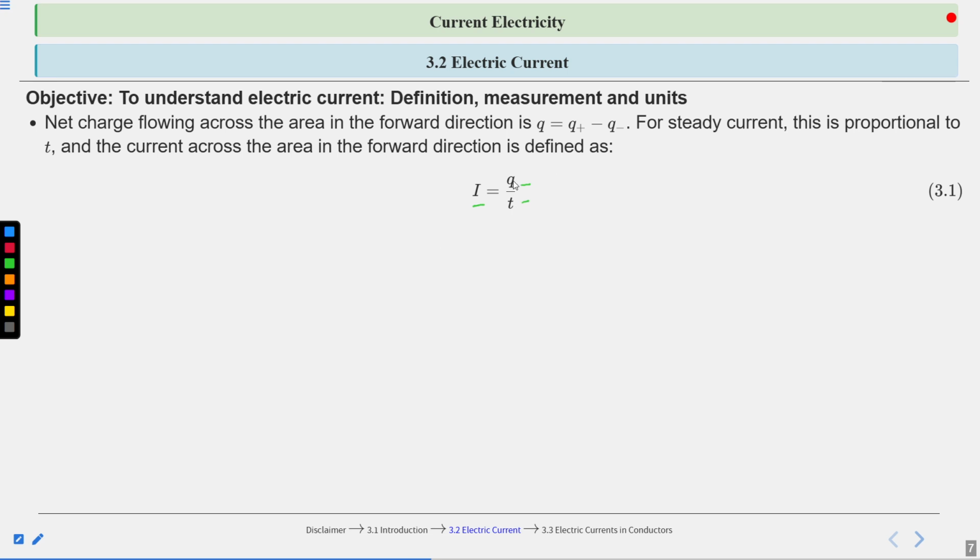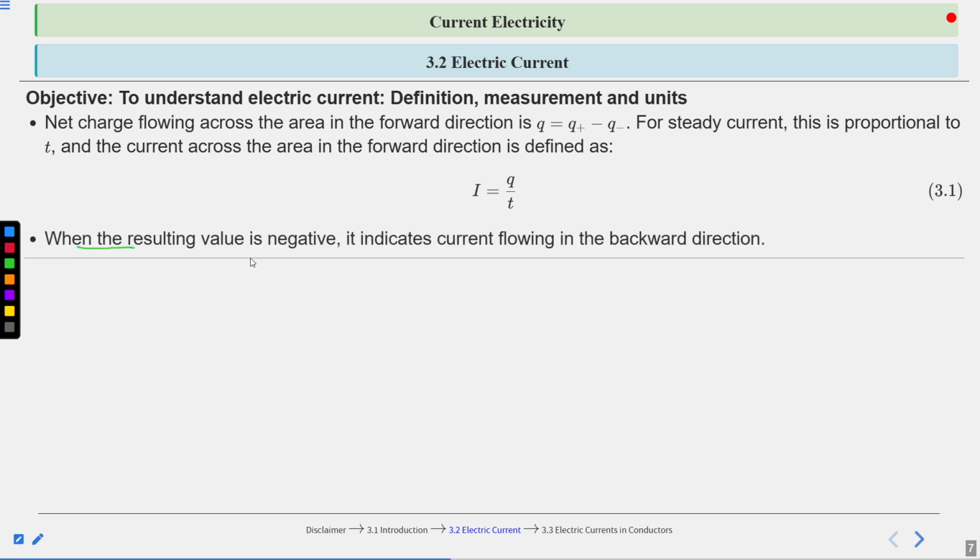The amount of charge in a given interval. So the amount of charge flowing through any cross-sectional area in a given time interval is known as current. Or we can say the amount of charge per unit time is equal to current. So how much charge is flowing through that cross-sectional area, held perpendicular to the flow of charges, in a unit time is known as current. So this is equation 3.1.